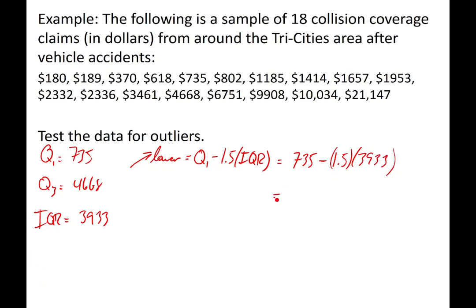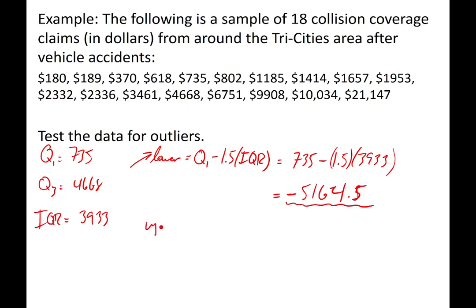And that's going to take us down to some negative value. What does that get you down to? Negative 5,164.5. So that's fine. I mean, there's definitely nothing below that, right? We don't have anything even negative. So we're not going to have any outliers on the bottom end, it doesn't look like.